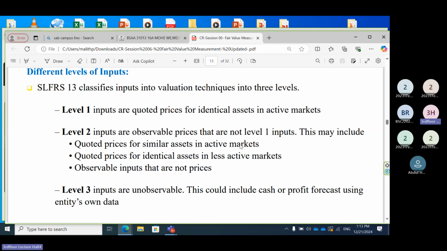Gold market. Gold market level 2. Not level 1. Gold market. Good question.